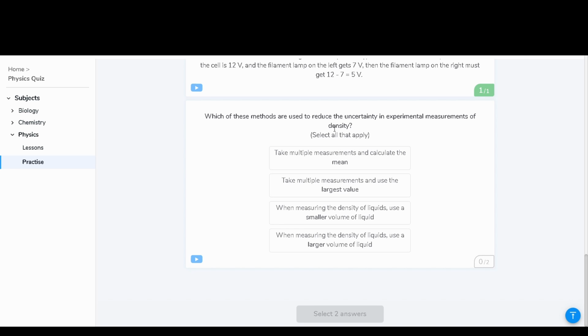What should we do? Say for example, you need to measure the length of this notebook. Would you take multiple measurements of this notebook and take the mean? Yes, I think it would be one. Yes. What is the other correct answer? Smaller volume. Smaller volume? Is it easy to measure the length of this, or is it easy to measure the length of this? So I think it's smaller. Smaller. Okay, that's your final answer.